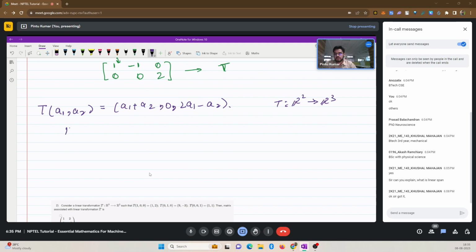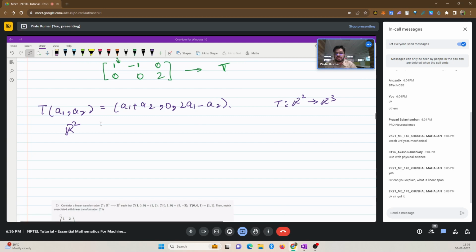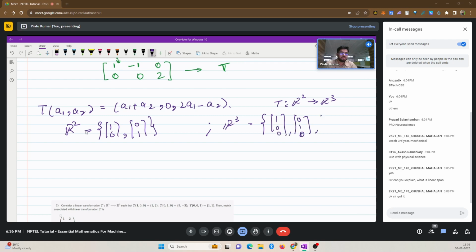What is the standard basis for R2? You can actually take any basis, but for the ease of our life, because the calculations become very simple, we will take the standard basis. So R2 is (1, 0) and (0, 1), and for R3 this is (1, 0, 0), (0, 1, 0) and (0, 0, 1). Let's call them V1, V2, V3, and let's call the other two U1 and U2.